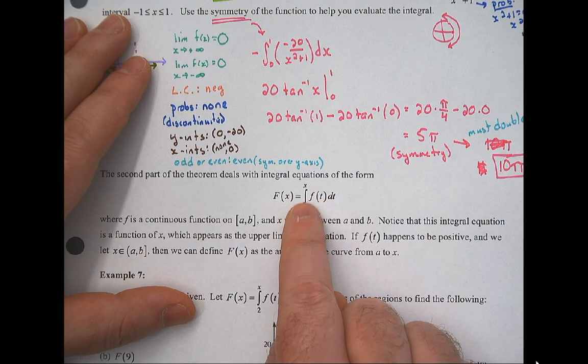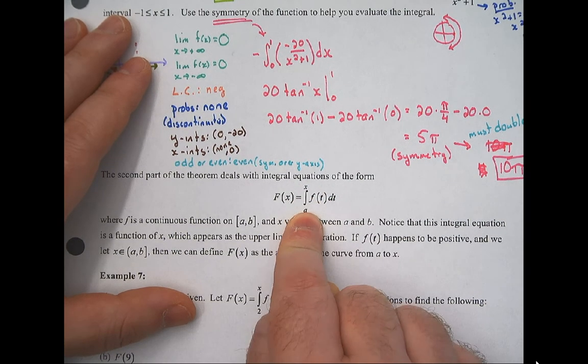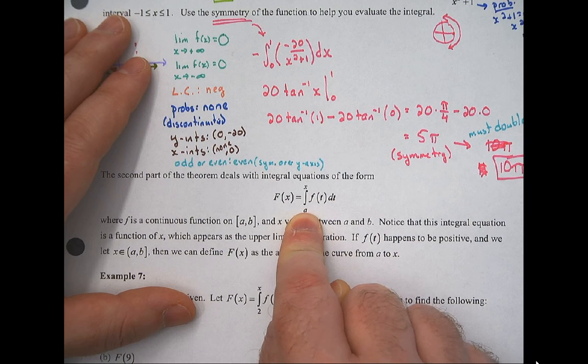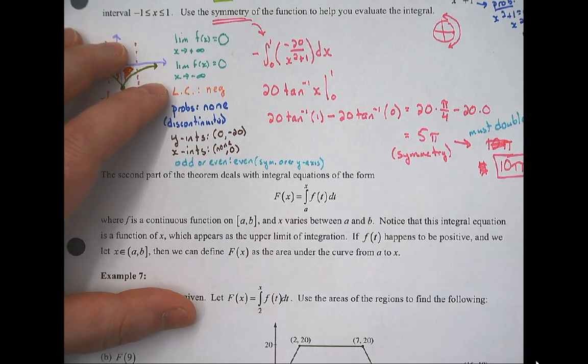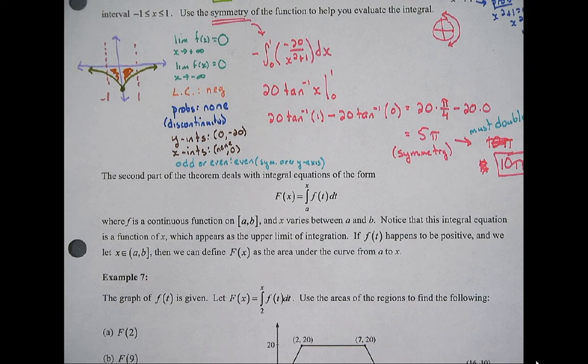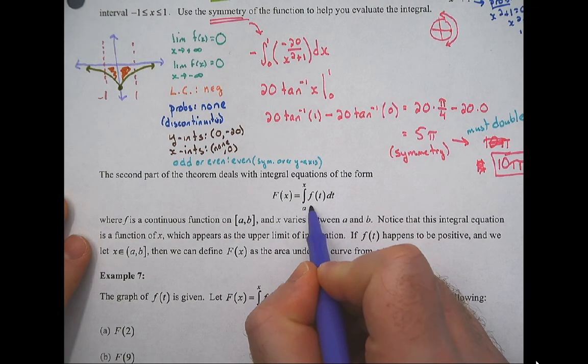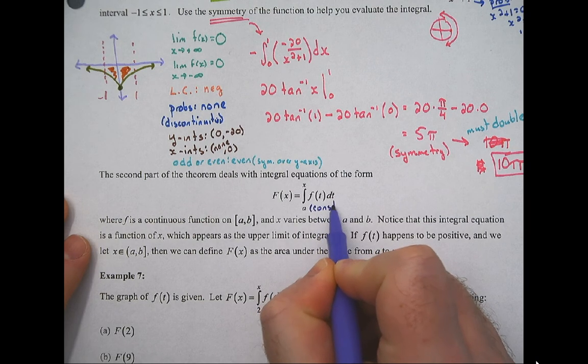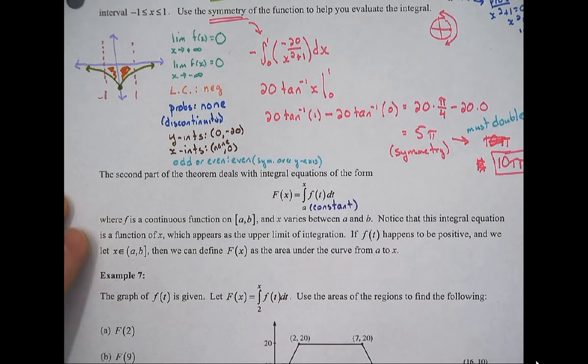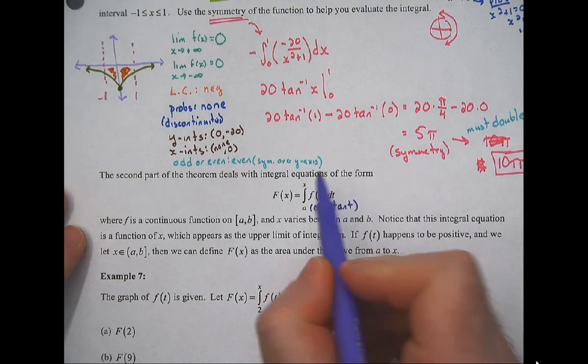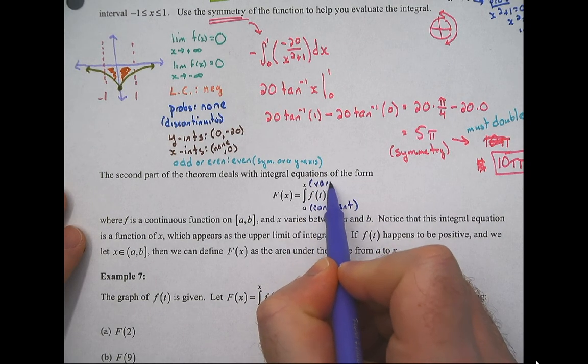And look at our bounds. Our lower limit is a constant. A is some constant value. Maybe I'll write a little note next to that that says constant. So that's some known value, and then this x is our variable.